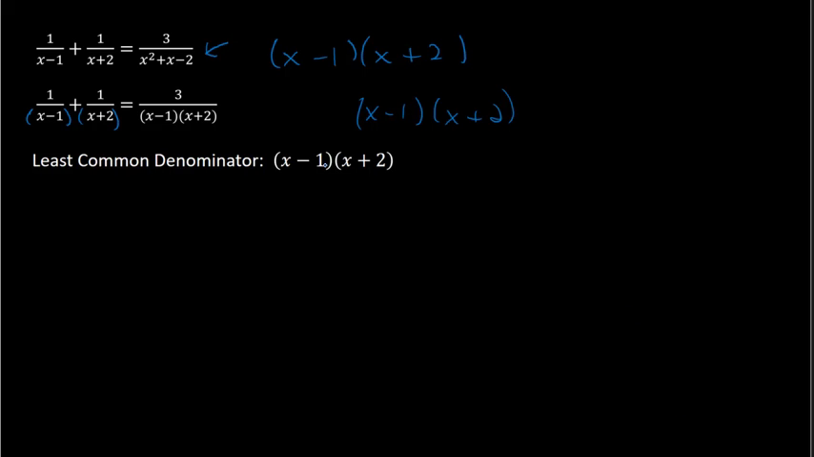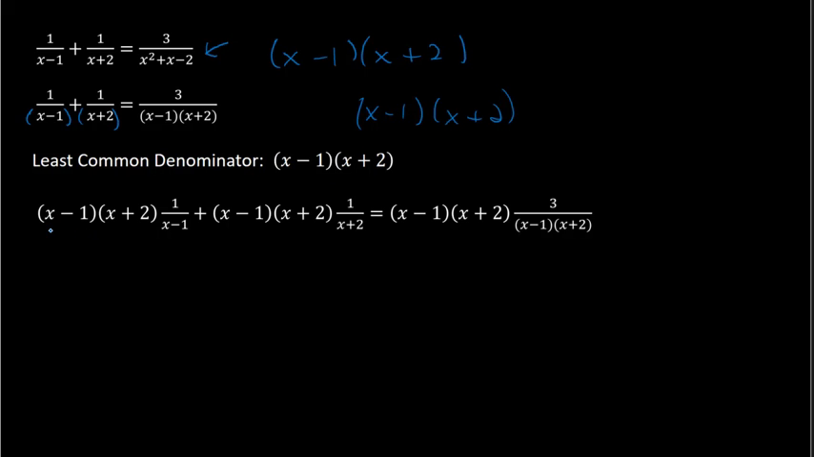So then I take that least common denominator and multiply everything by that. So we see that written up right here. So the x minus 1 times x plus 2, we multiply by the first term, multiply that by the second term, then multiply it by the other side as well. And if it's helpful, you can think of that as being over 1.